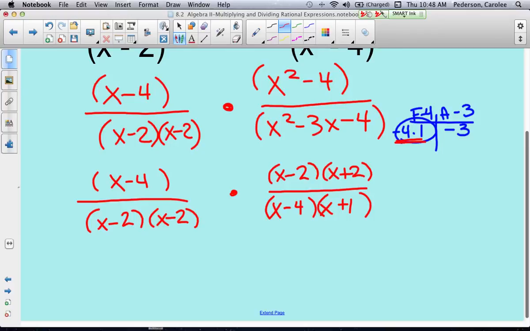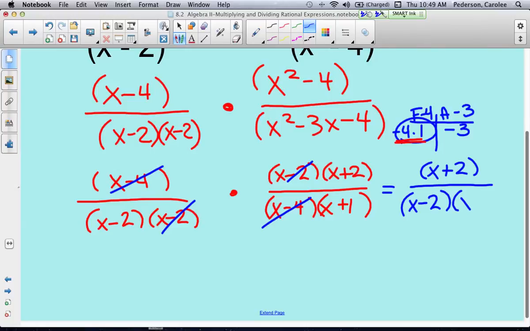Now we look to see if there are any common factors between the numerator and denominator, and we cancel those out. So we have a like factor of x minus 4. We have another like factor of x minus 2. So what we're left with as an answer is x plus 2 in the numerator and x minus 2, x plus 1 in the denominator.